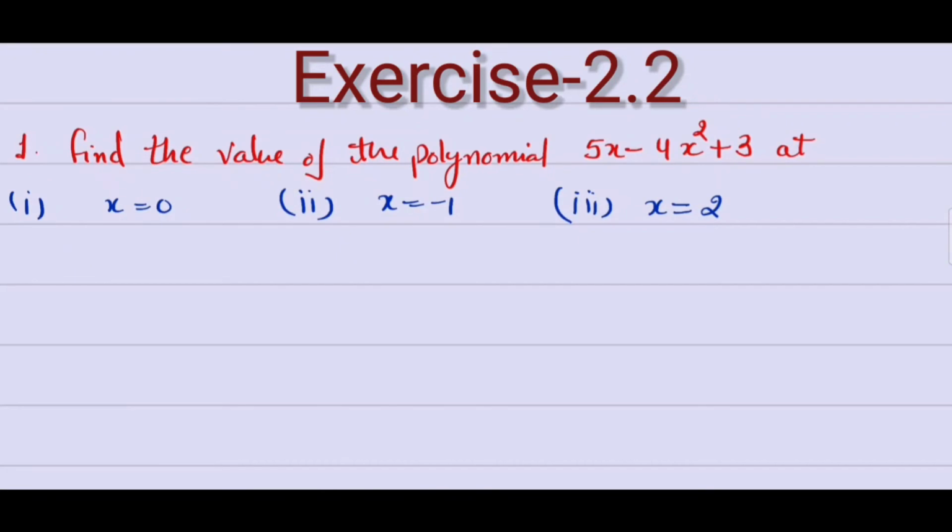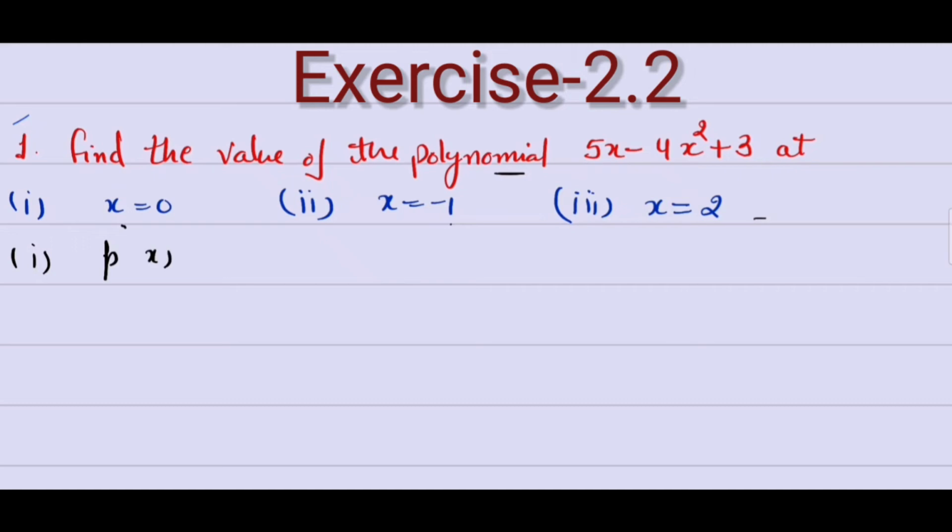In this video, we'll do exercise 2.2 polynomials class 9. So here the first question is: find the value of the polynomial 5x minus 4x square plus 3 at x equal to 0, x equals minus 1 and x equals 2. So let's put all these values one by one in this polynomial.